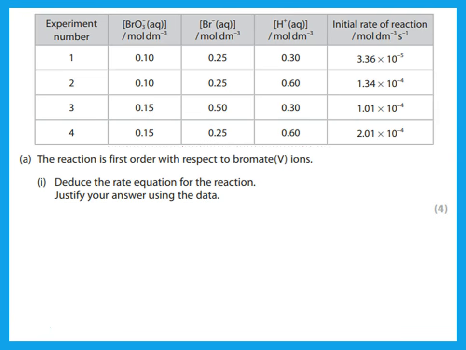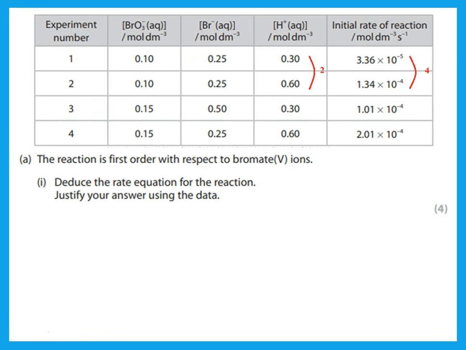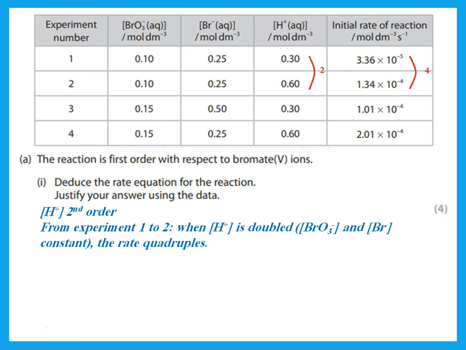So let's look at H⁺. In order to determine the order with respect to H⁺, I have to choose two experiments in which the bromate is constant. So in experiment 1 and 2, the bromate is constant. Now, what happens to the H⁺? The H⁺ is doubled. What happened to the rate? The rate is quadrupled, or times 4. And that means that with respect to H⁺, the reaction rate is second order. Why? Because when H⁺ is doubled, the bromate and the bromide are constant, the rate quadruples.